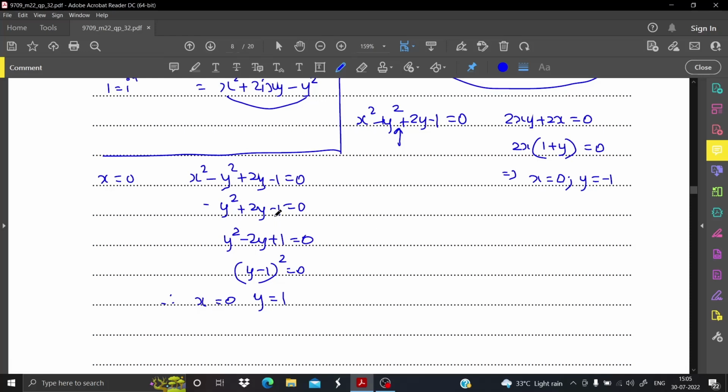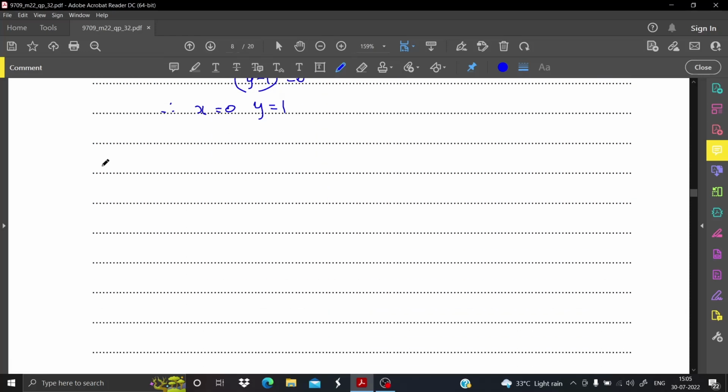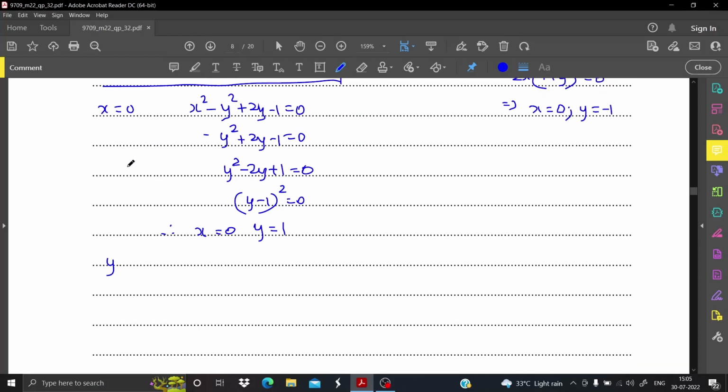Now when y is minus 1, you have x square minus 1 plus minus 2, again you have minus 1 equal to 0. So this will give you x square equal to 4. So x equal to plus or minus 2.